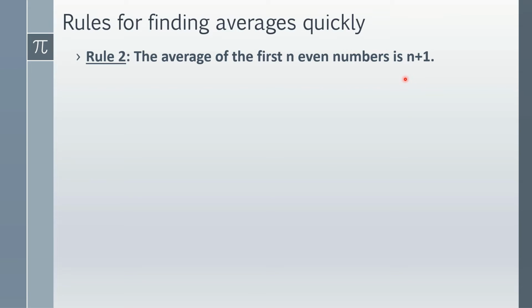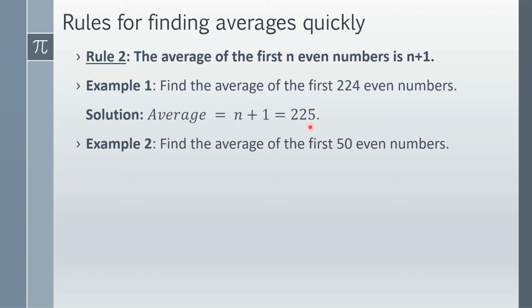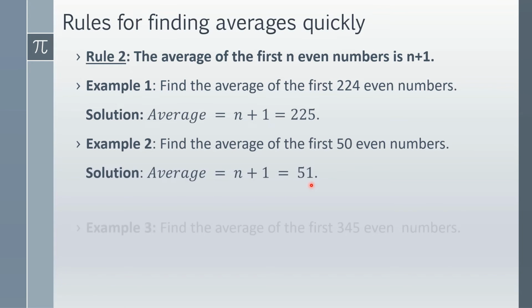To understand this, let's do a few problems. So how will we find the average of the first 224 even numbers? Just add 1 to 224. So 225 is the average of the first 224 even numbers. Similarly, can you guess what is the average of the first 50 even numbers? Just like before, just add 1 to 50. So 51 will be our average.